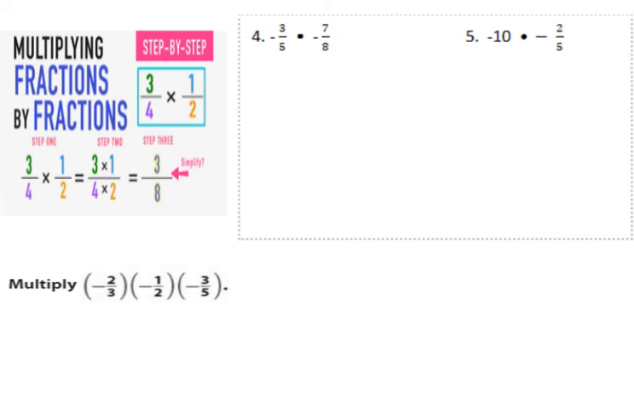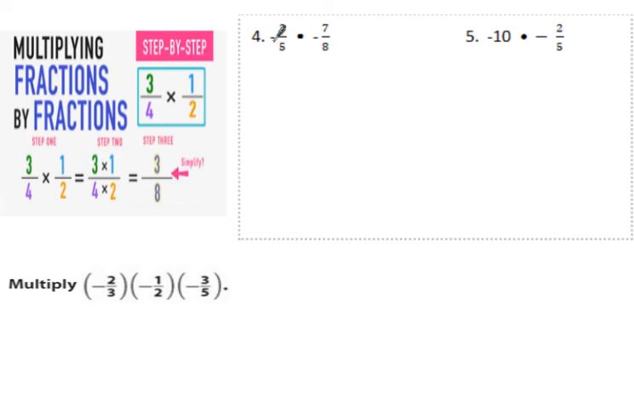Reminder here, you do not need a common denominator. If you are adding and subtracting, you definitely need a common denominator, but when you are multiplying, you do not. So they keep it 3/4 times 1/2. You can look at that and multiply your numerators, 3 times 1, over your denominators, 4 times 2, and you get 3/8, okay?